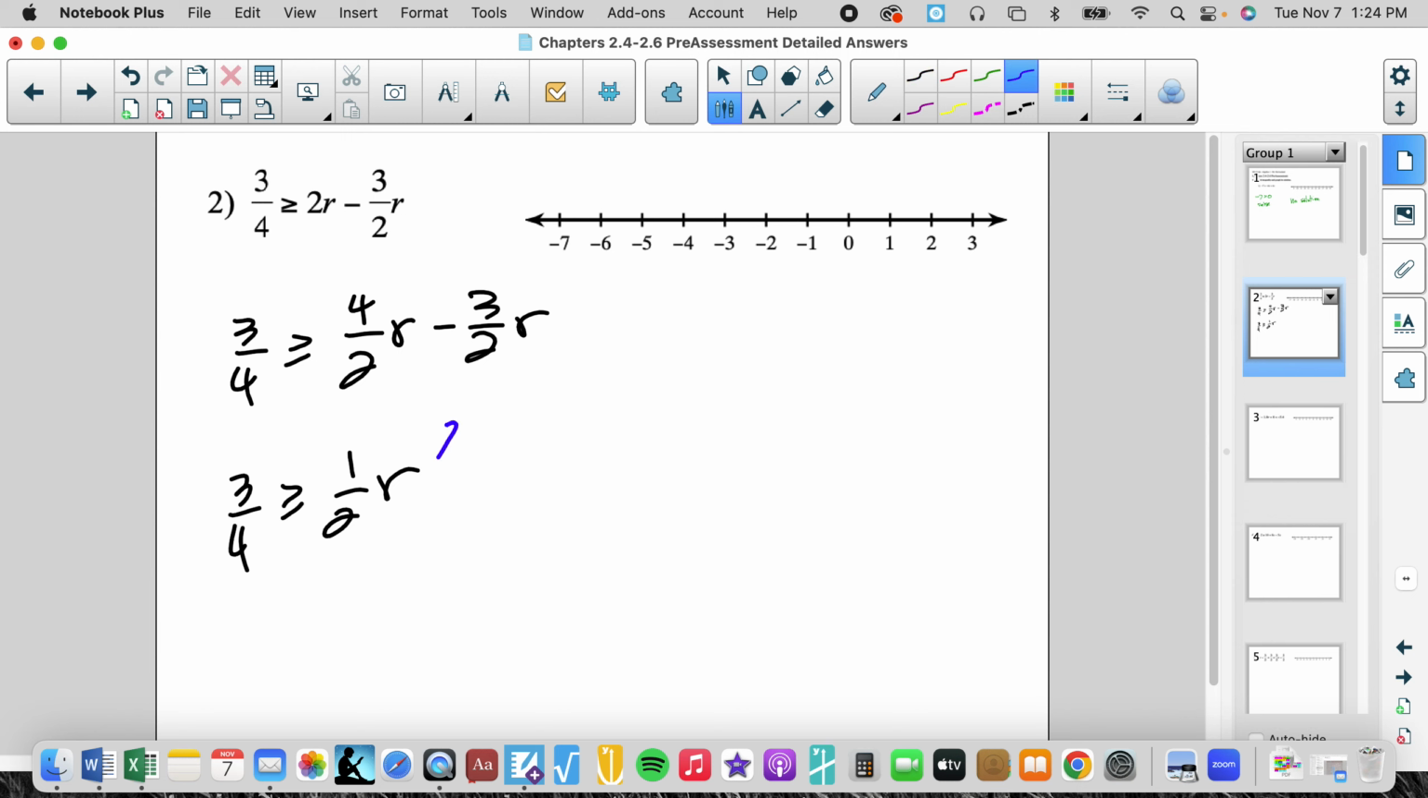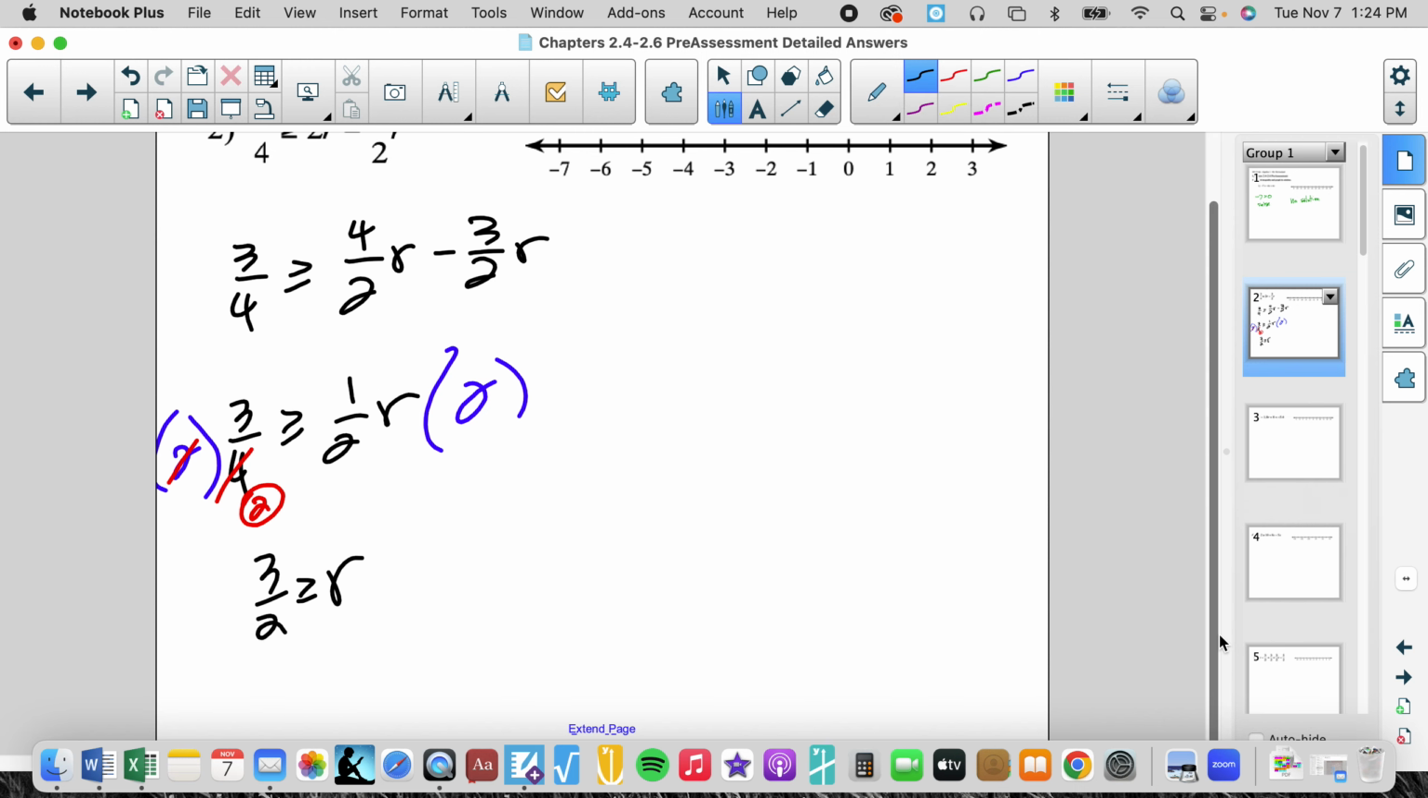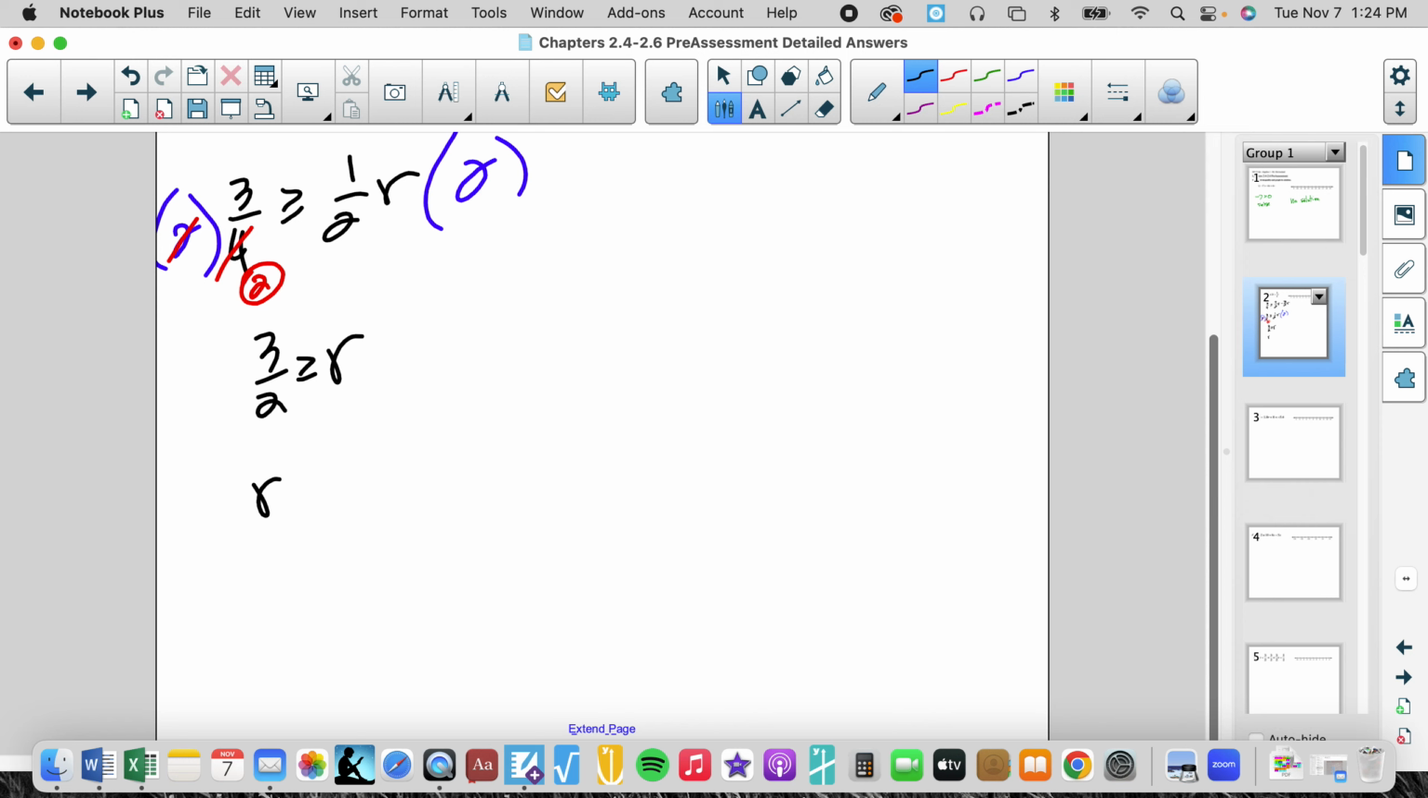We're going to multiply by the reciprocal, which is 2, and we're going to cancel. That 2 is in the numerator, the 4 is in the denominator. So that becomes 3 halves is greater than or equal to r. And we can rewrite that if you want to rewrite it, that's fine. r is less than or equal to 3 halves.